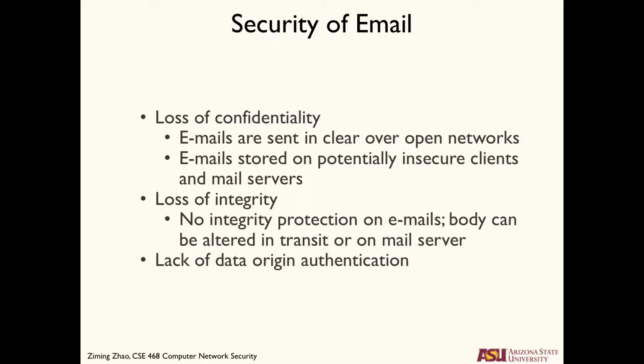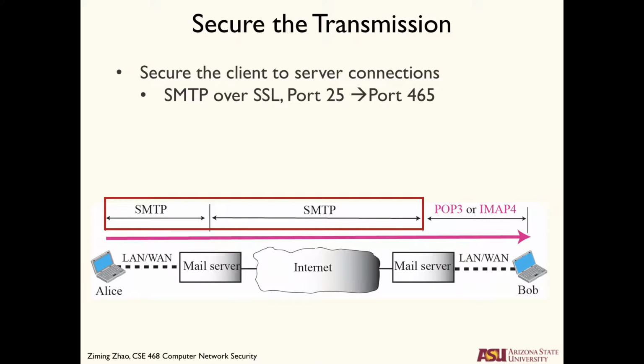First, we want to solve the confidentiality problem. We want to stop eavesdropping. So this is actually the easy part. Because we are using SMTP to send emails, and we know SMTP is built on top of TCP, we can simply use SMTP over SSL or TLS to maintain the confidentiality.